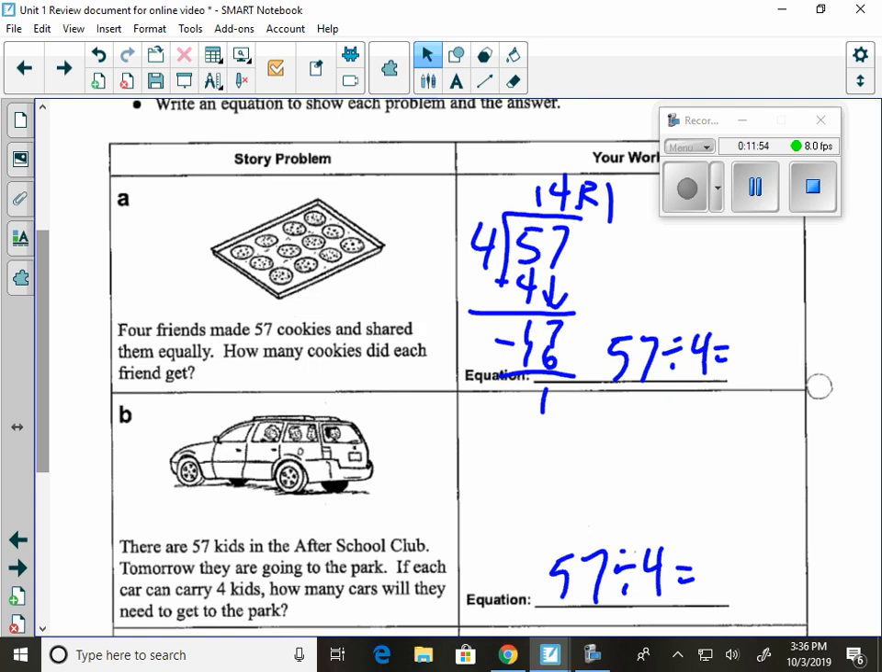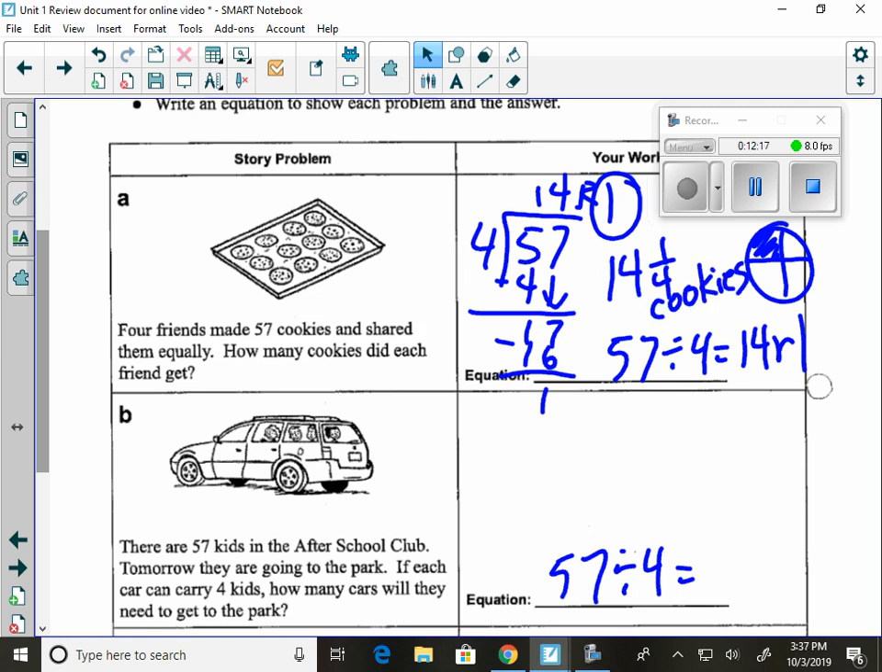Now, the answer is all 14 remainder 1, but you have to answer the question, and that's what we've talked about. What do you do with the remainder? When you have all these cookies and they're sharing them equally, put it into 4 parts. Every kid gets 14 cookies. There is 1/4. So 14 1/4 cookies. When you have 14 and remainder 1 with kids, you got a kid left over, not in a car. We have to go to 15 cars. We had to round up.